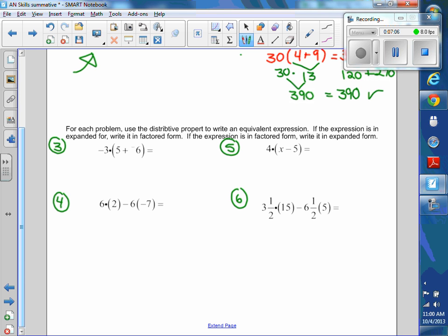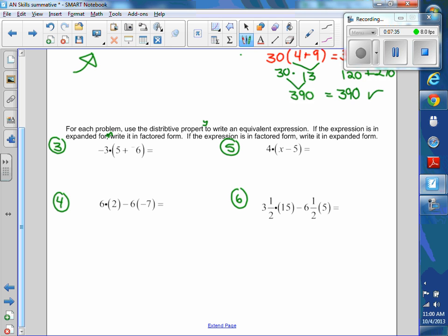If we read the directions for each problem, use the distributive property to write an equivalent expression. So first you're going to just do the distributive property. If the expression is in expanded form, write it in factored form. If the expression is in factored form, write it in expanded form. And if you want to check your work, you can figure out the answer to both parts for 3 of them.